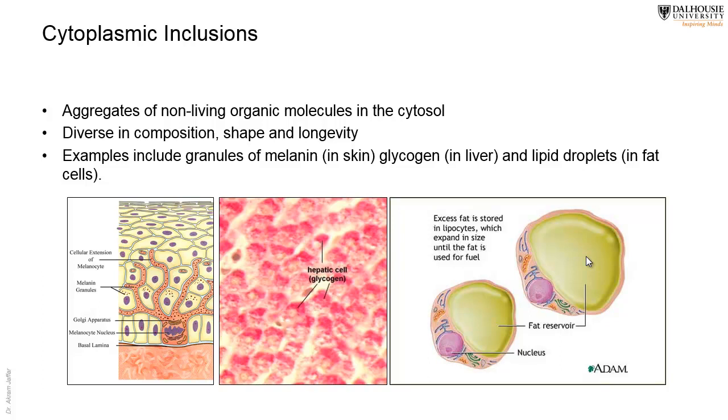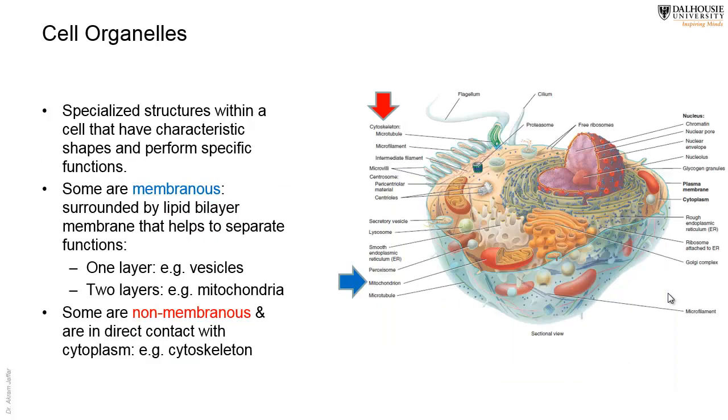So these cytoplasmic inclusions vary in their composition. They could be glucose, they could be lipid, they could be pigment. They vary in their shape. They could be small, tiny granules, or they could be a big inclusion. And they could be present throughout the entire life of the cell, for example in a fat cell, or they could be present at some time in the life of the cell. So far about the cytosol.